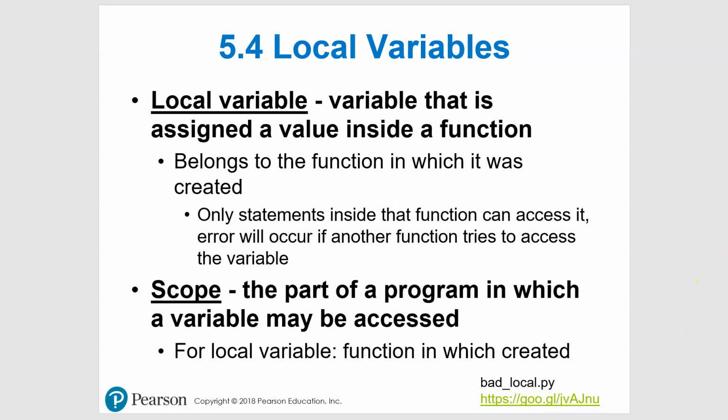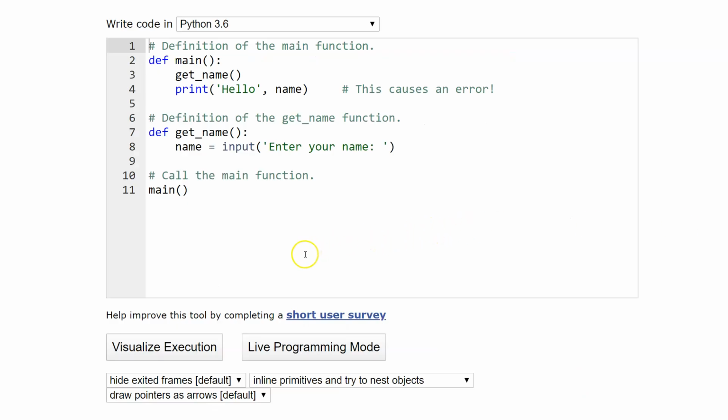This little bad local program has a quick setup. Here's the definition of the main function, and then we've got another function called getName, and then we're calling main down here. Notice that when we go to main, where it says getName, we are simply calling this getName function. So it's going to come down to line 7, run this particular line, and ask for name.